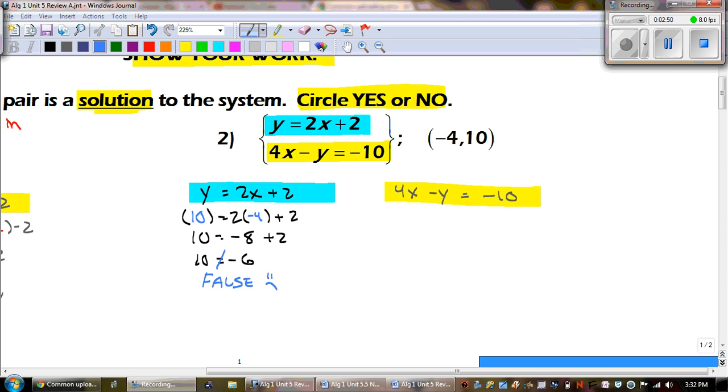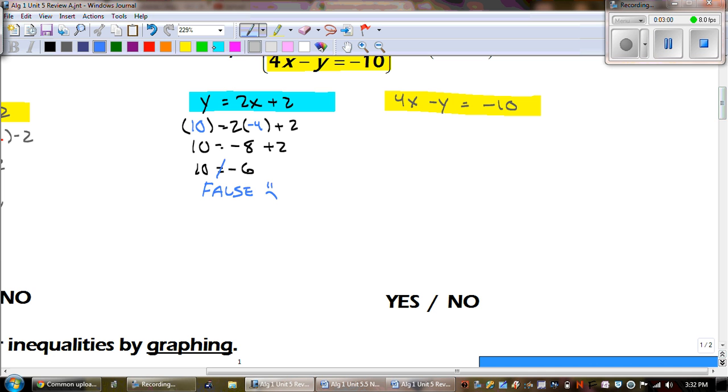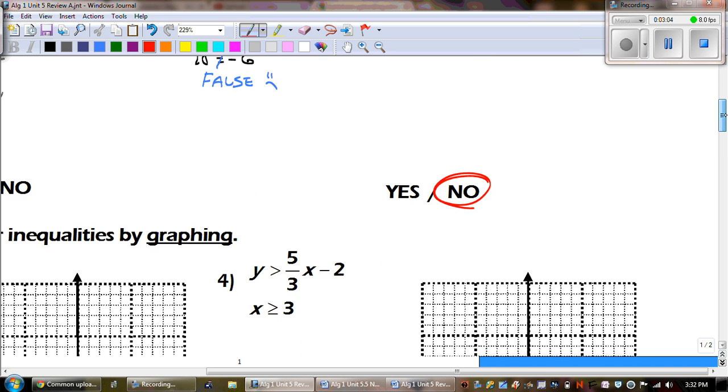Okay, so plugging into the blue one, right away I got false. So if I get false right away, do I have to go and do the second equation? No, because it's got to be true for, that's right, both of them. So once you get a false, you know you're done.